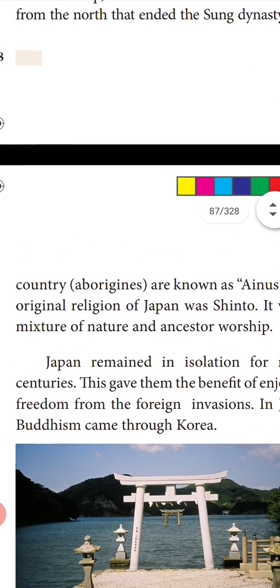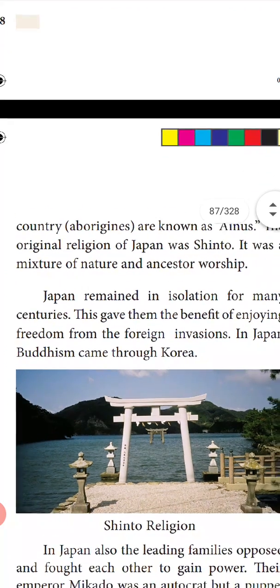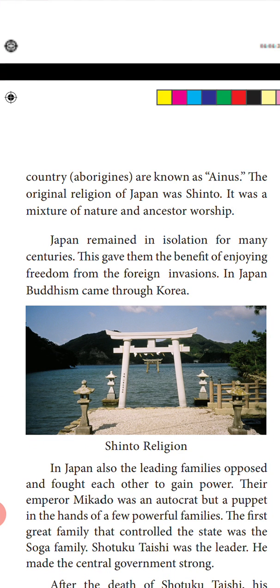The original religion of Japan was Shinto. Underline. Fill in the blanks. It was the mixture of nature and ancestor worship. They worshipped ancestors. Japan remained in isolation for many centuries. This gave them the benefit of enjoying freedom from foreign invasion. In Japan, Buddhism came through Korea. See, in a later period during the 19th century, many powerful countries, especially European countries, captured many Asian and African countries and made them their colonies.